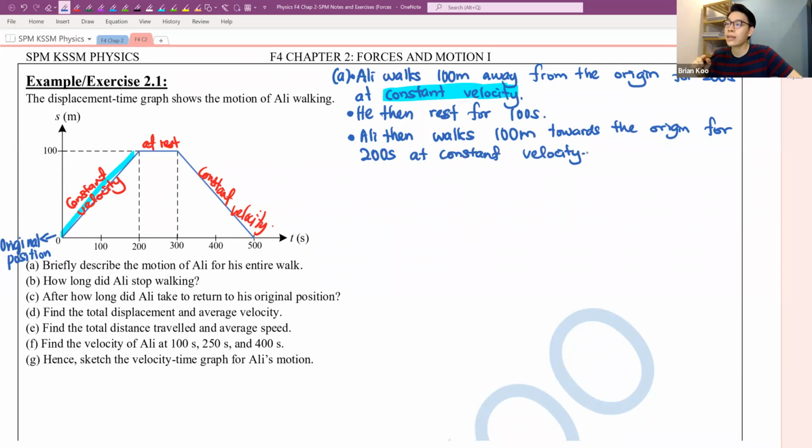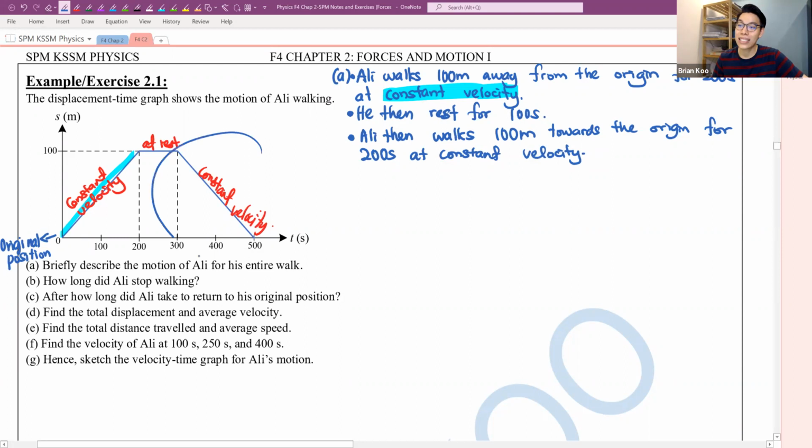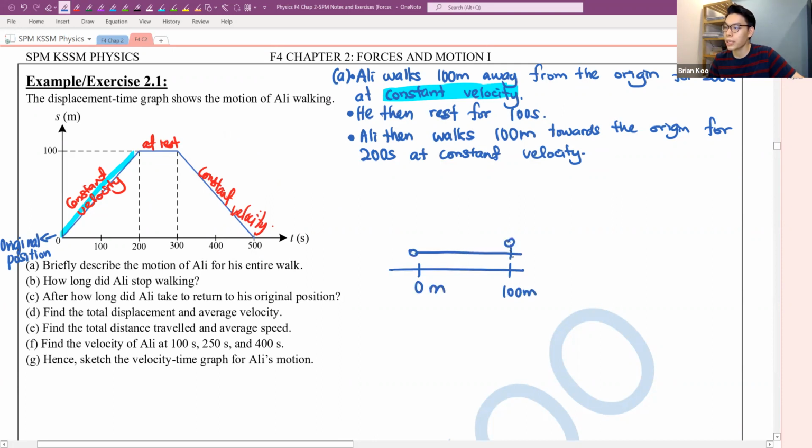So by the time he finished that 200 seconds, he will already reach back to the original position, because at first he walked 100 meters away and then he walked back now. Okay, and then he walked back. I don't want you guys to think of this as the distance. This is not the distance. So basically, he walked to here and then he stopped here and then he walked back. Okay, this is what is happening.